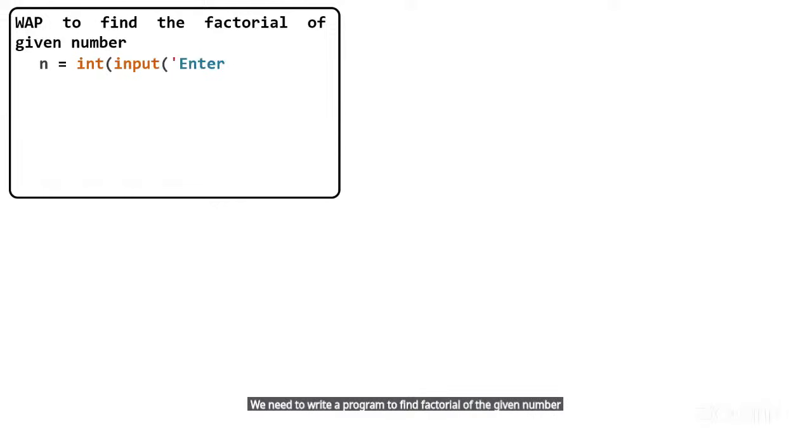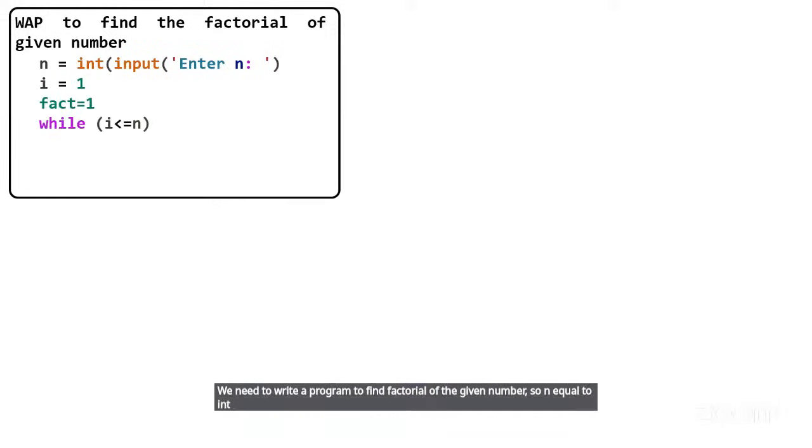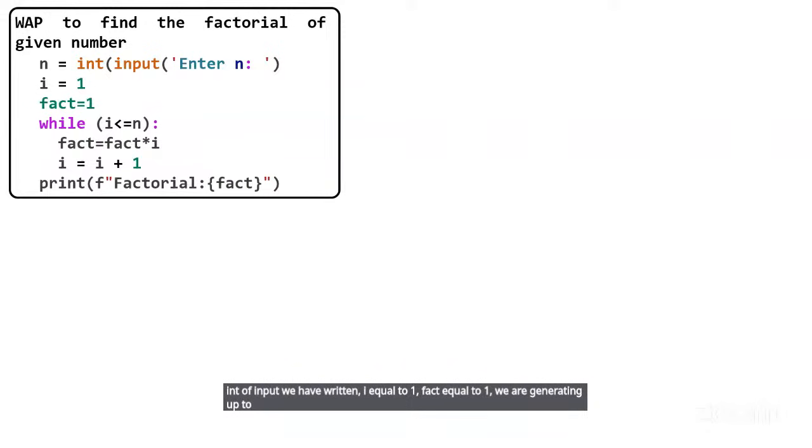Now see here, we need to write a program to find the factorial of the given number. So n equal to int of input we have written, i equal to 1, fact equal to 1. We are generating up to n numbers and we are multiplying them. We are incrementing by 1, right? Now let's see how this will work.